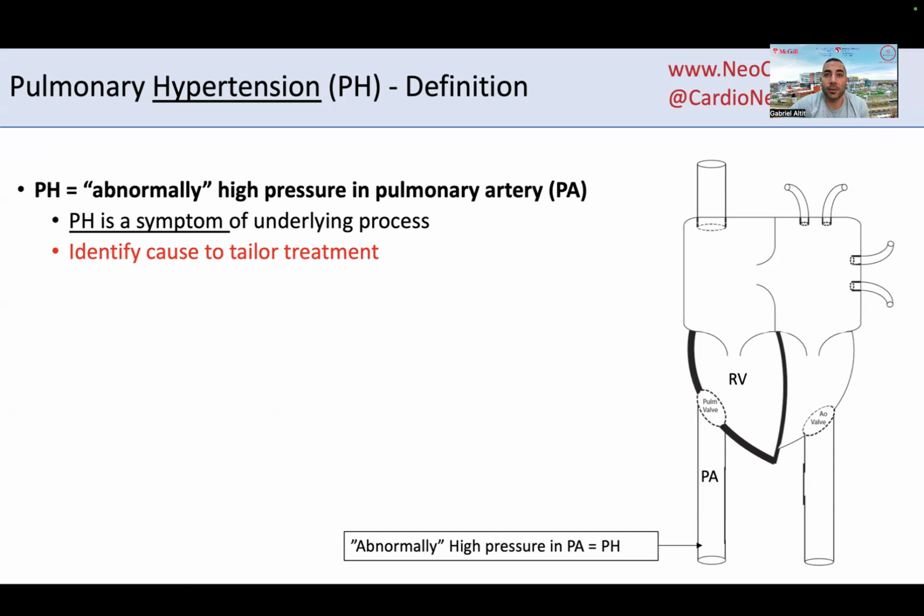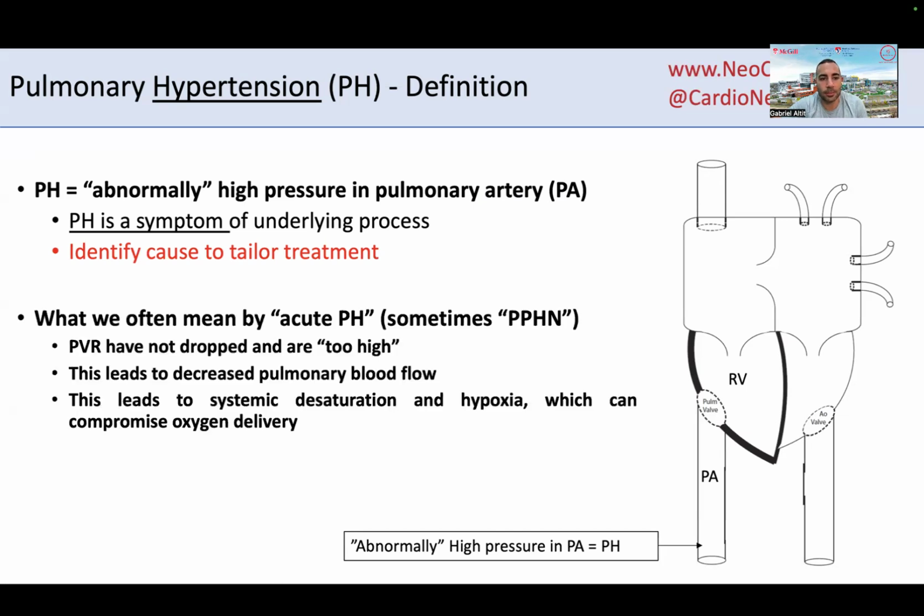For example, with an infection, we should probably provide antibiotics. If the baby's hypothermic, we should probably make him or her normothermic. If there's hypoglycemia or hypocalcemia, we may need to normalize the electrolytes.